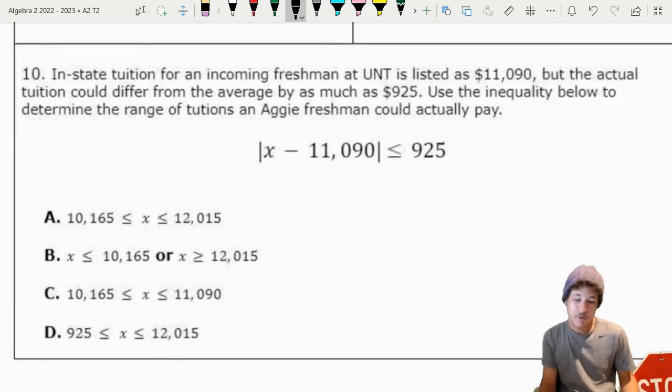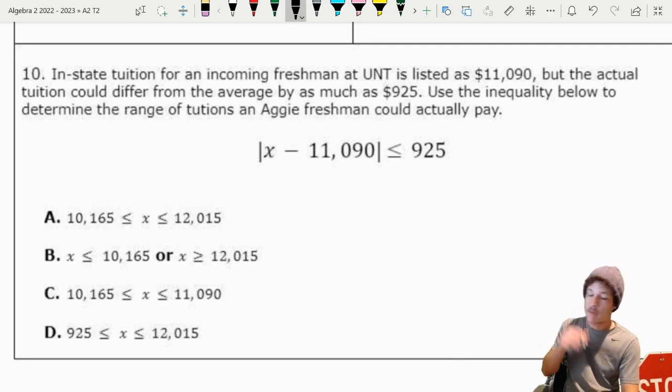Okay, in-state tuition for an incoming freshman at UNT is listed as $11,090, but the actual tuition could differ from the average by as much as $925. Use the inequality below to determine the range of tuitions an Aggie freshman could actually pay.